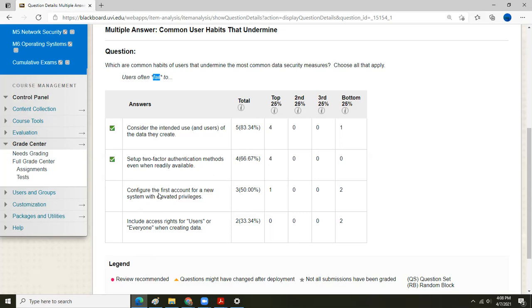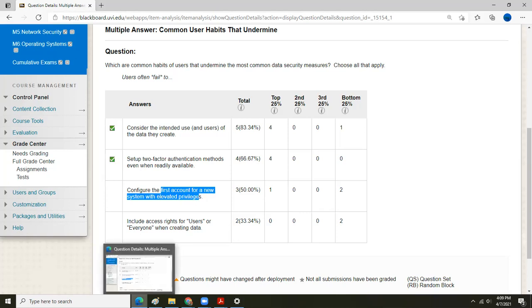The problem is that we go on using that first account for every routine purpose. So when we get out on the internet where we're exposed, we're still on that privileged account. That's the problem. What we fail to do is to refrain from using the first account with elevated privileges for web and email. You will see this on your cumulative exam. Users fail to refrain from using the first account with elevated privileges for email and web where they're most exposed. Does that make sense?